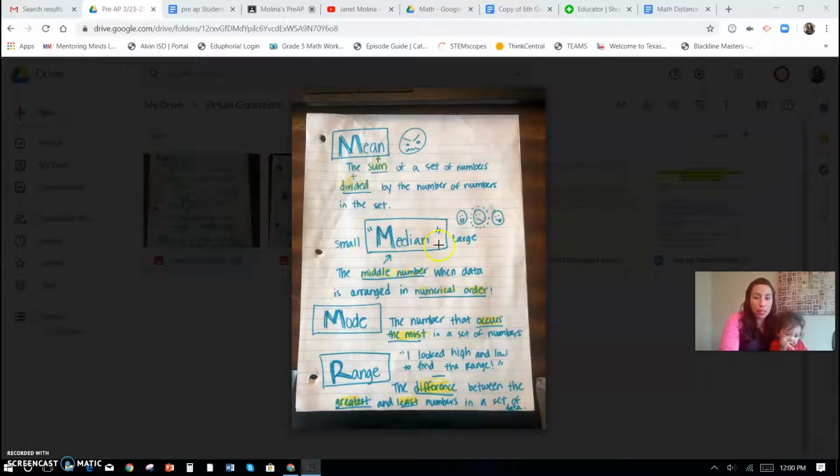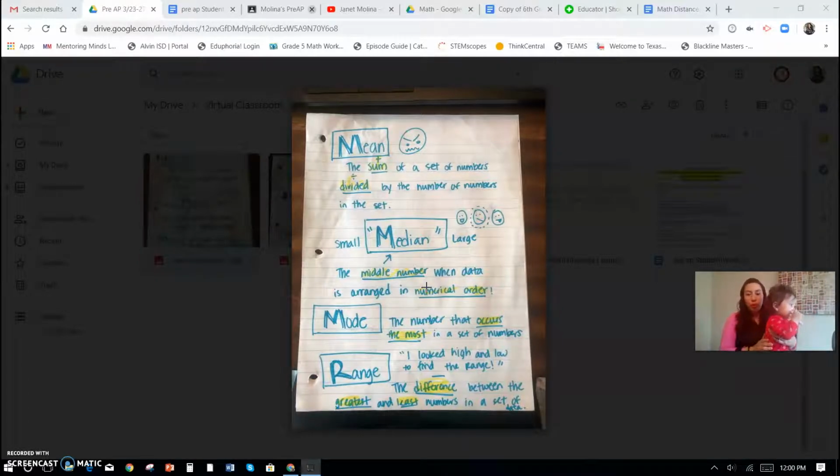Then you've got the word median. Small, median, and large. So median is found where? In the middle, right? The middle number when data is arranged in numerical order. That's going to be key. Anytime you have a data set, you're going to have to order the numbers from least to greatest so that you can find the mean, the median, the mode, and the range.